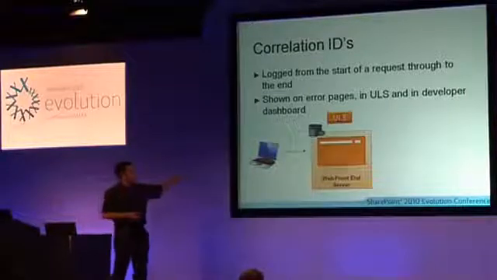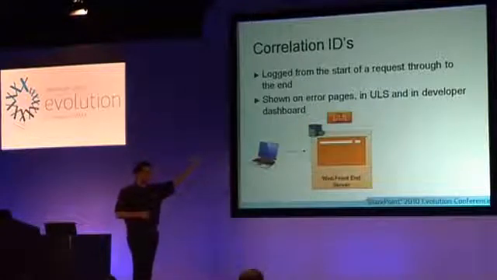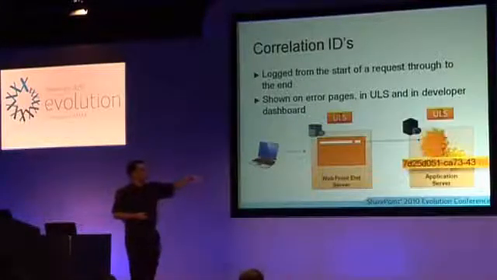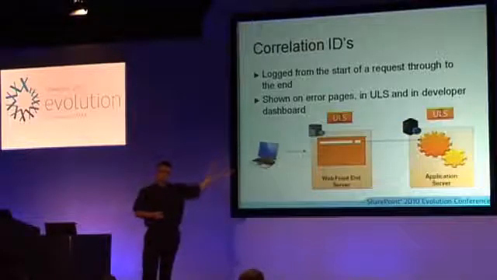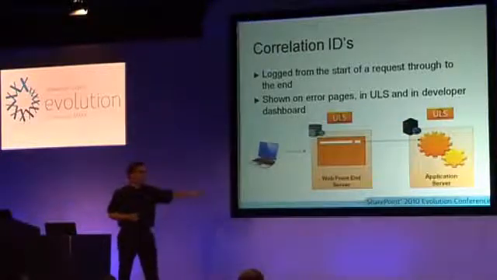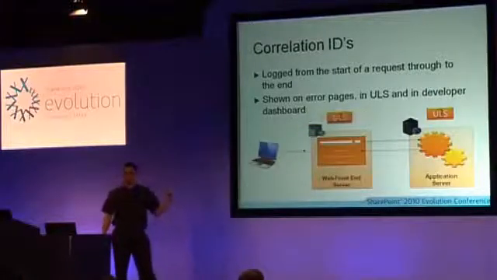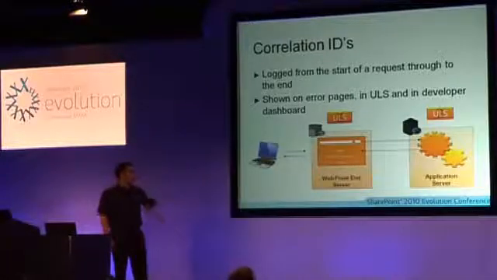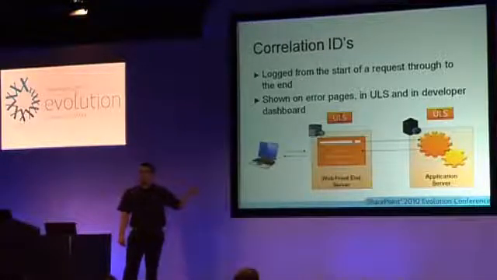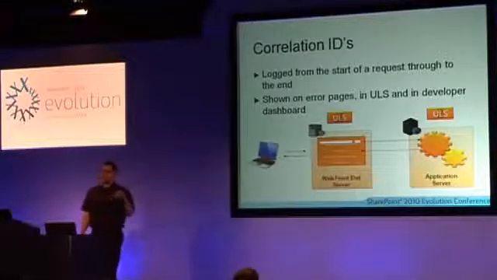Well, the user makes a request, and ULS gets an entry logged with that correlation ID. The request then pushes through to the application server, so Excel might do some work. ULS on that server has that correlation ID logged as well. What happens then is it returns back to the web front end with the information. Again, the correlation ID still stays with that request all the way through. And then we can push that back to the client.